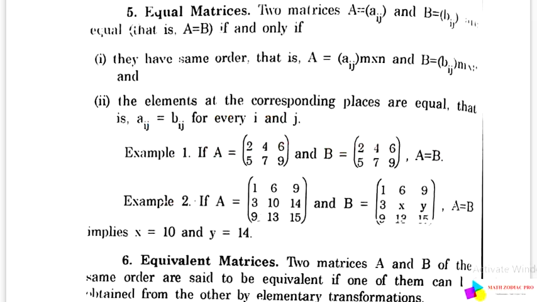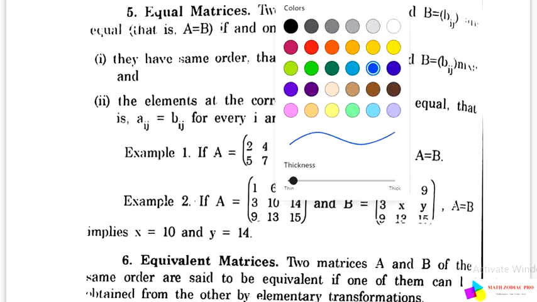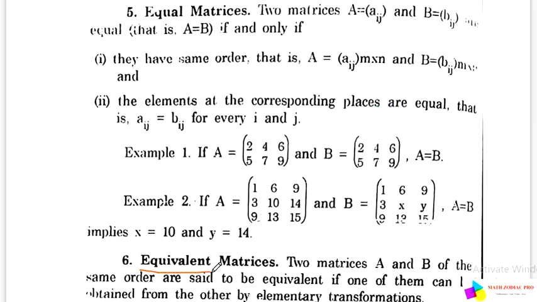Hi friends, in this video we are going to learn the equivalent matrix. We already studied the equal matrix. In this video we are going to learn different types of matrix. First one, equivalent matrix.